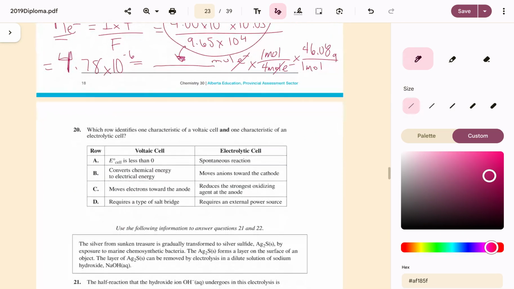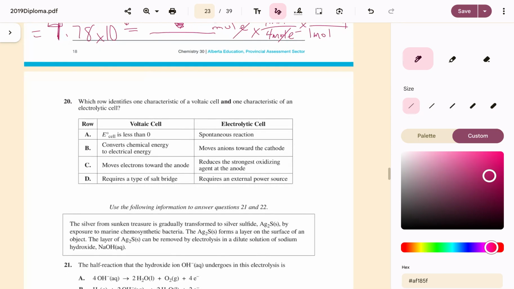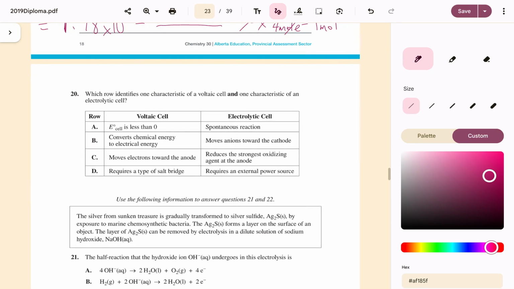All right. Now coming here, comparing voltaic cells to electrolytic. We know voltaic has to have a positive cell potential. It does convert chemical to electrical, so this isn't right. This is. Electrons move from the anode to the cathode, so that's not right. Requires a salt bridge. So we're ruling out A and C, but we could rule out more, so let's keep going. Electrolytic is not spontaneous.